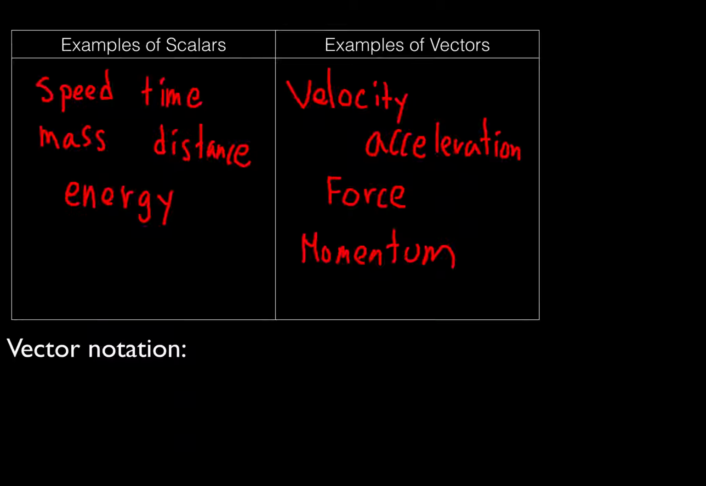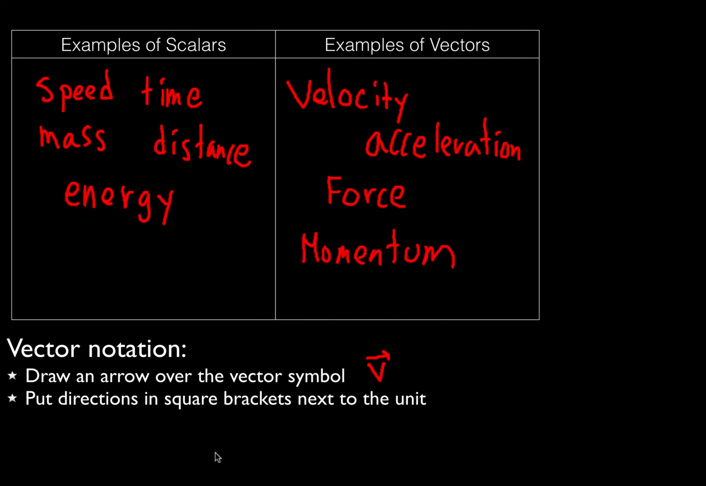Vector notation. Notation is a series of rules used in math and science for how things should be written. In vector notation, you should always draw an arrow over the vector symbol. So for example, if you're using velocity to distinguish it from speed, we draw a little arrow over top to show that it's a vector. We also put the direction in square brackets next to the unit. So for example, if you have a velocity of 10 meters per second, you put the direction in square brackets next to the unit.